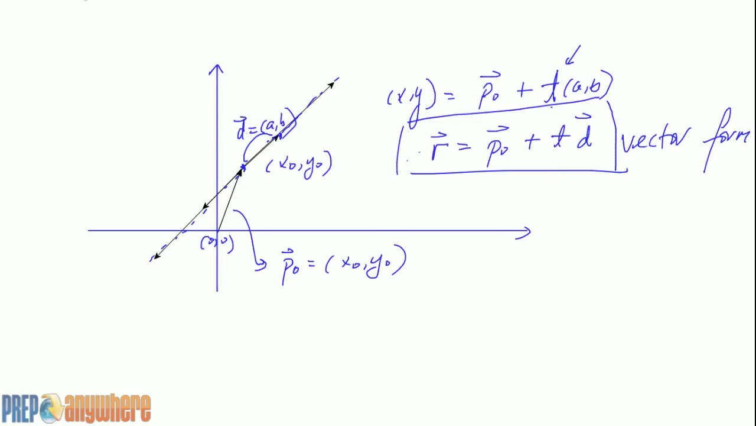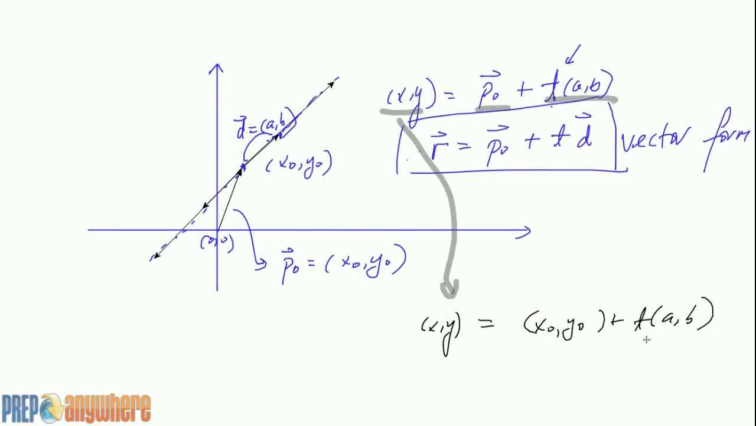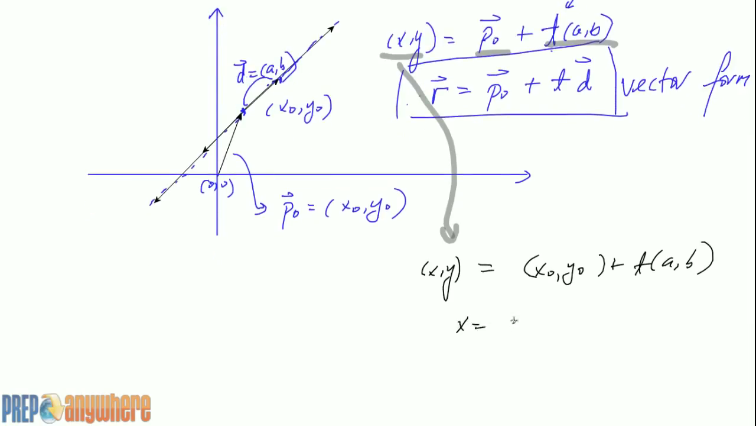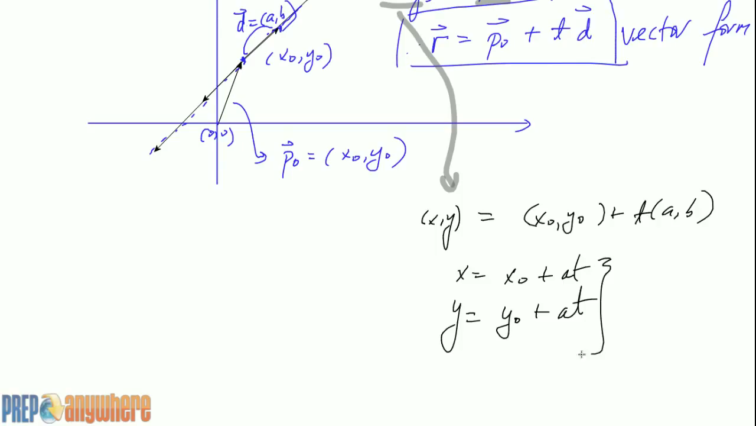Every term here has two coordinates. It's (x, y) = (x0, y0) + t(a, b). So I can actually separate the x and y. x will be x0 + at, y will be y0 + bt. If you separate it like this, so you can just find out x and y separately, this is called a parametric form of a line.